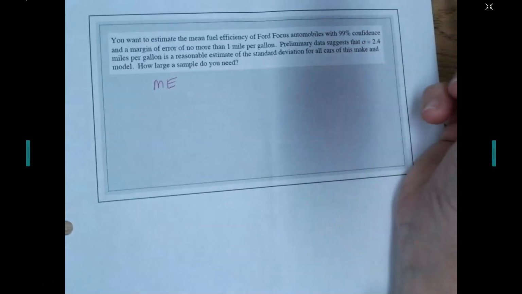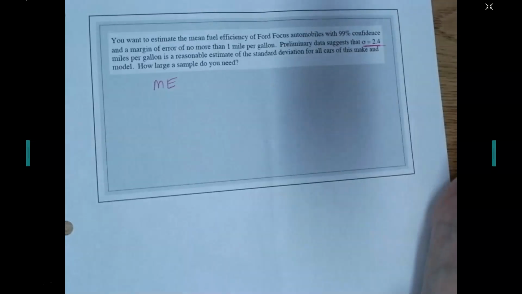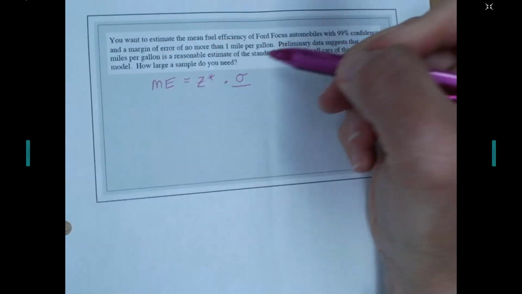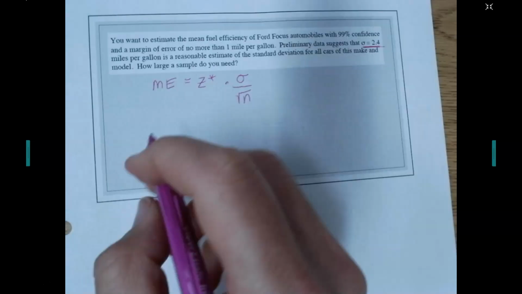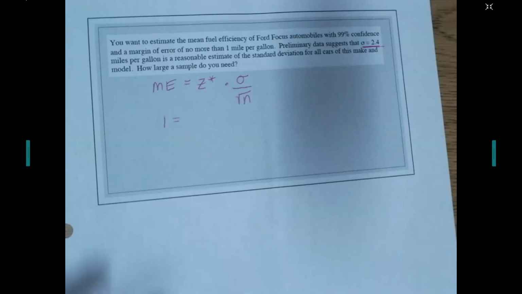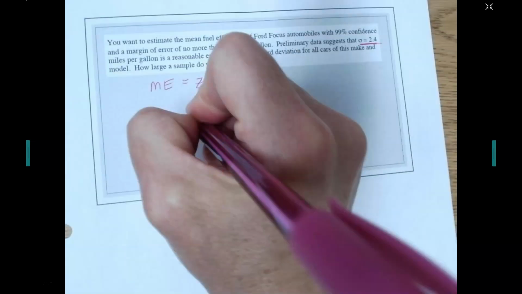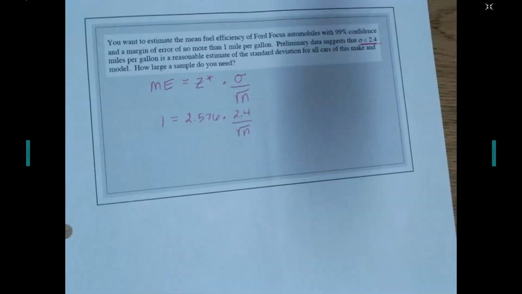Okay, well, normally when I'm dealing with means, I would use T, right? But they give me a population standard deviation estimate. Plus, remember, we can't use T if we don't know the sample size. So for my margin of error, I'm going to use Z in this case, times my estimated standard deviation over the square root of n, right? So the margin of error is no more than 1. If I'm doing 99% confidence, again, I'm doing Z because I don't know the sample size. We can't use T, so 2.576. Standard deviation is 2.4. And then I just need to solve for n.